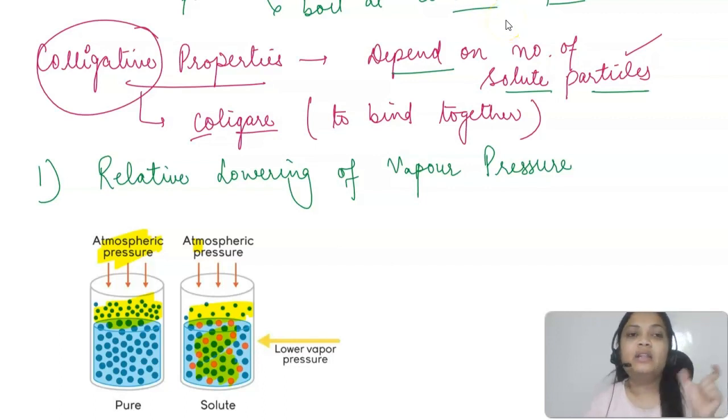Now what are we going to do in colligative properties? There is going to be an expression at the end where you relate the colligative properties with the number of moles of solute, or you can find out the molar mass of the solute. So I am going to derive it for you. We will be discussing all these derivations for these colligative properties.